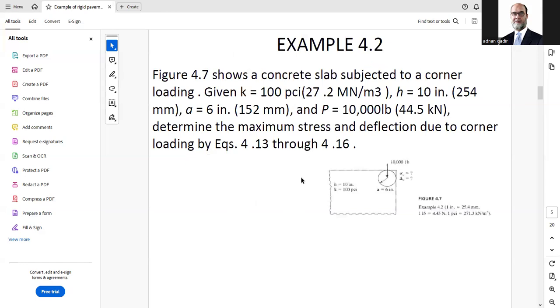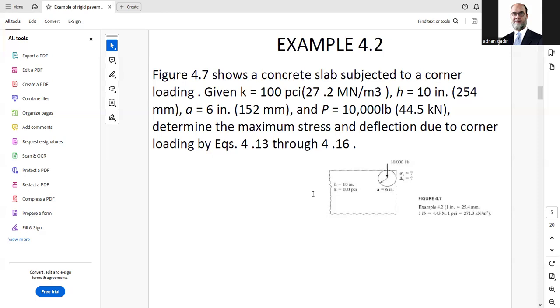This is example 4.2 in the book, which shows a concrete slab subjected to a corner loading, given that K is equal to 100 PCI, H is 10 inches, A is 6 inches, and P is 10,000 pounds. We have to determine the maximum stress and deflection due to corner load by using equations 4.13 to 4.16. Or in other words, we have to use these Westergaard relations.